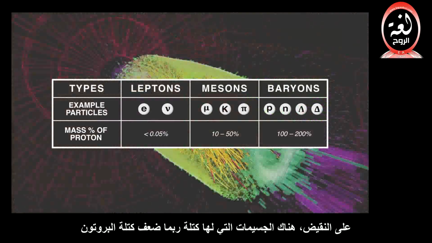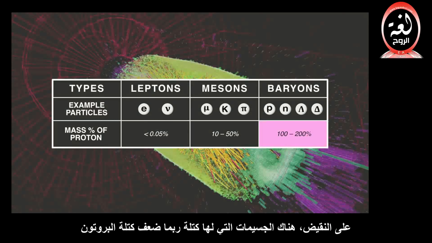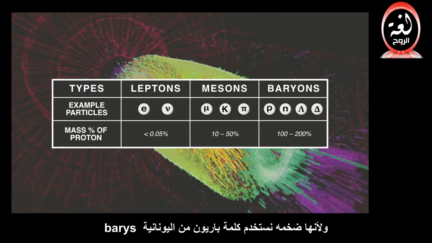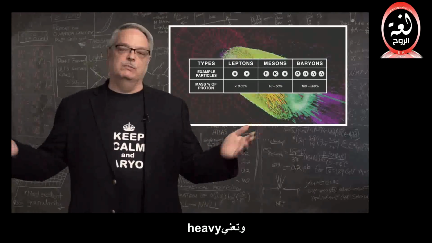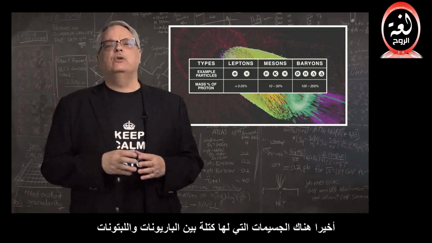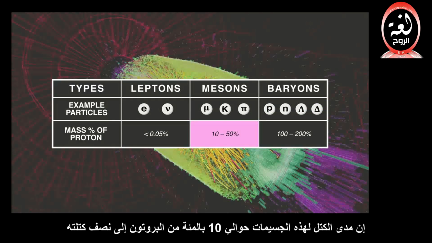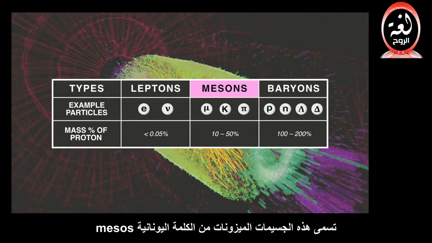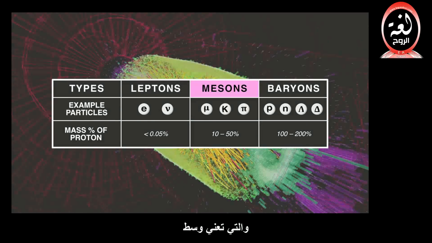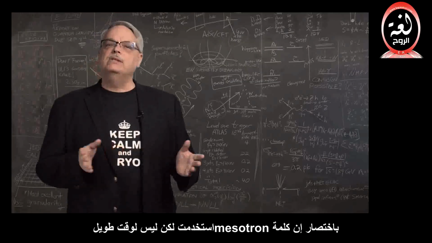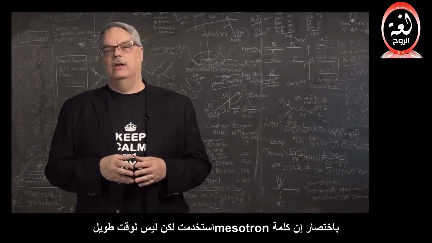In contrast, there were particles that were the mass of the proton or maybe twice as heavy. Because these were the giants of the particle world, they were called baryons, for the Greek word baris, for heavy. Again, a sensible name. Finally, there were particles that had a mass somewhere between the leptons and the baryons. Their masses were in the range of about 10% that of the proton to about half of a proton. These particles were called mesons, from the Greek word mesos, which means intermediate. Briefly, the word mesotron was used, but, well, that didn't last very long.